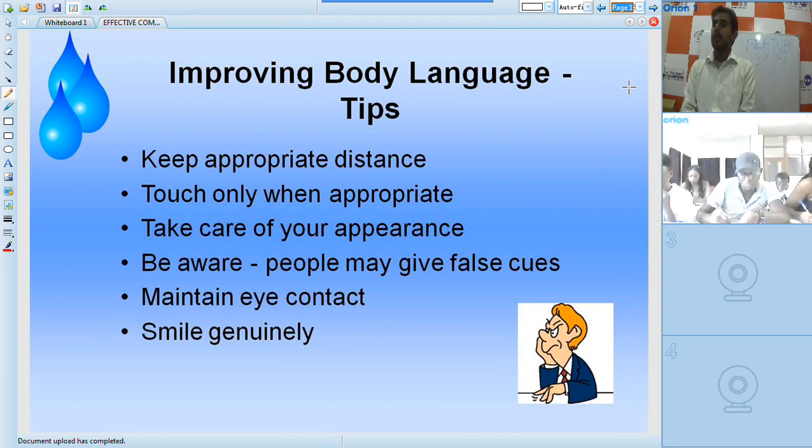Be aware, people may give false cues during communication. You always need to maintain eye contact with the person you are communicating with and keep smiling, so your body language looks good, or you can show your good body language to the presenter.